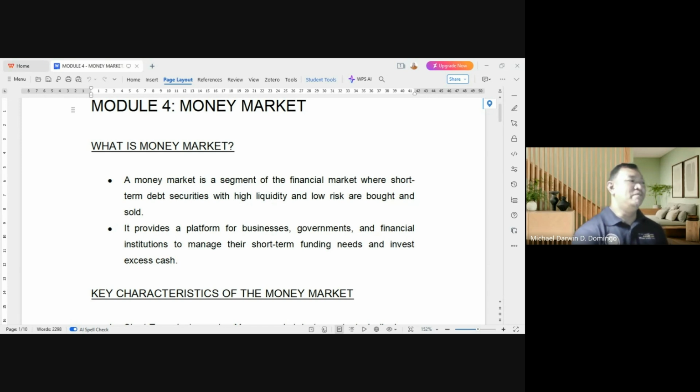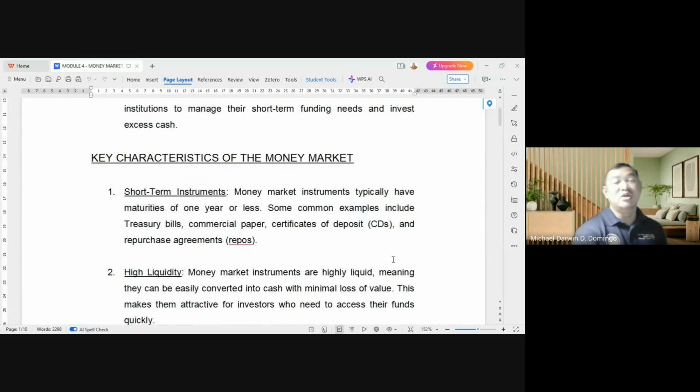Okay? So what are the key characteristics of this money market? Number 1 is short-term instrument. So money market instruments typically have maturities of 1 year or less. So tulad ng sinabi ko, mula 1 buwan hanggang 1 taon lamang. Now, common examples include treasury bills. Siyempre galing yan sa mga government institutions. Commercial paper, certificate of deposits, yan.